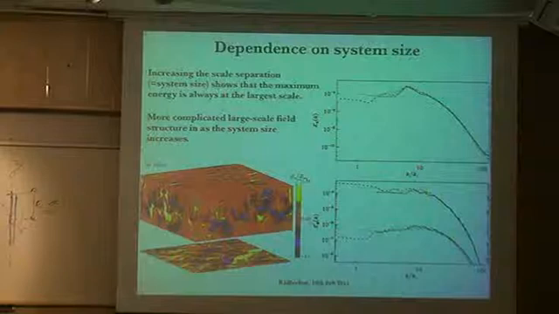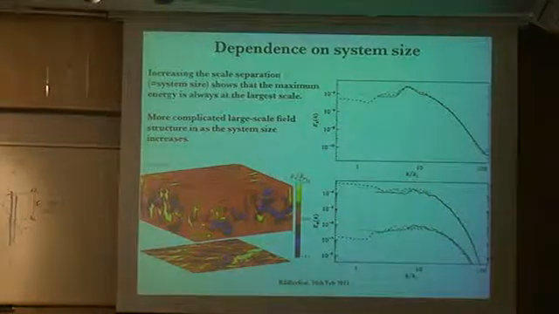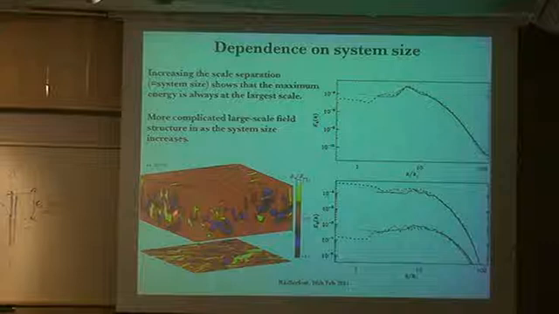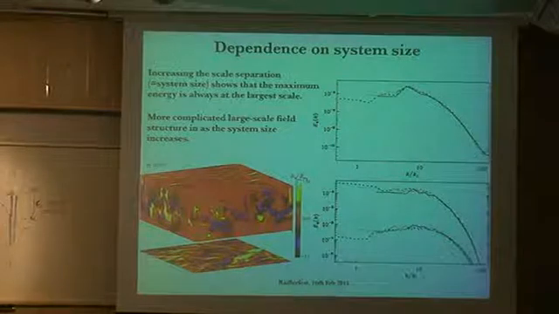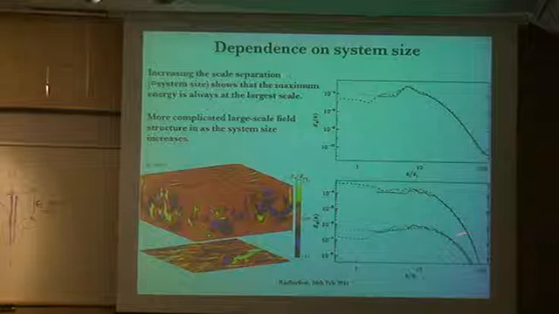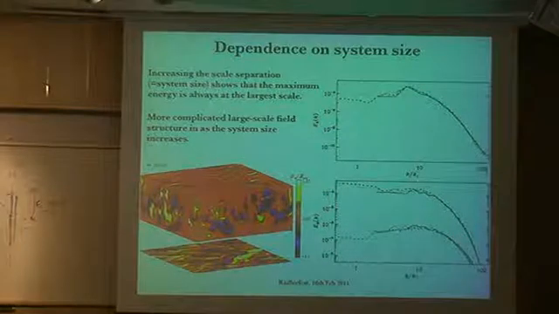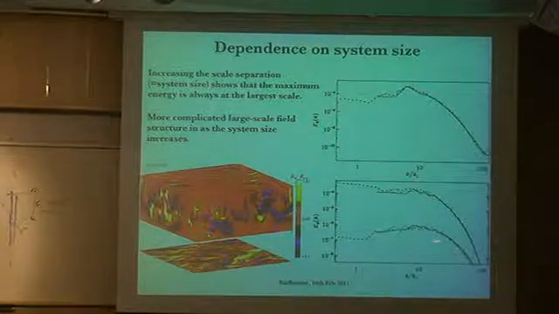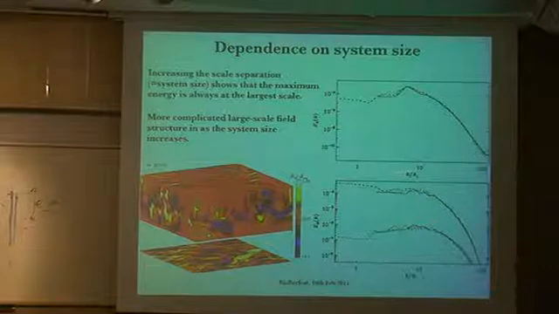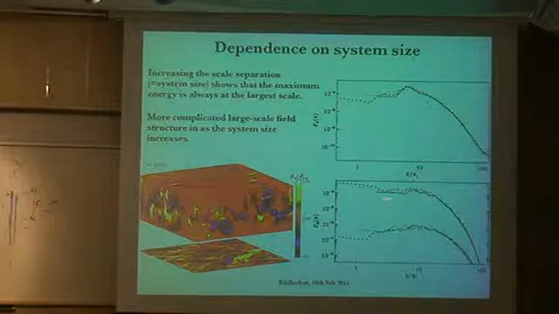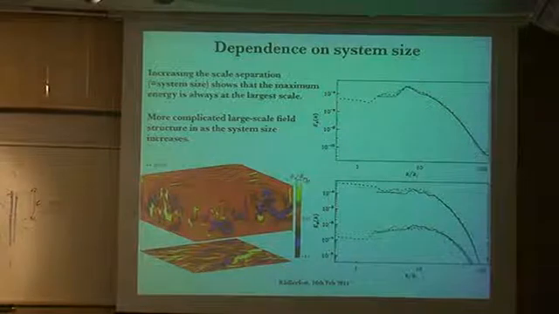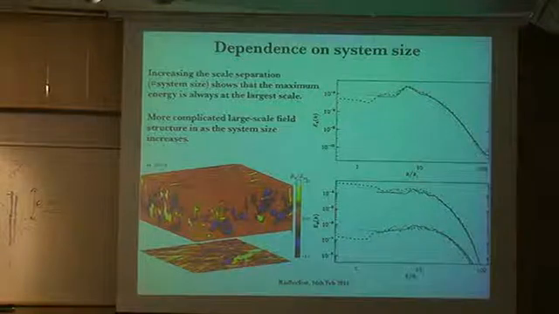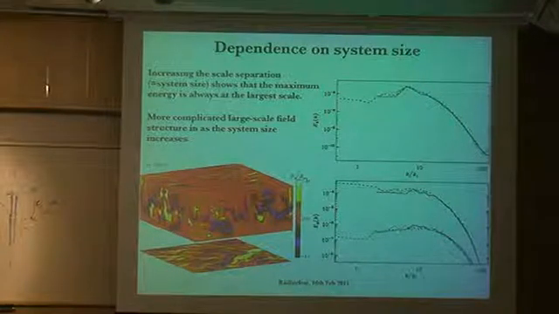And what happens when we increase the system size? The spatial structure of the magnetic field becomes more complicated. But if we look at the spectra, this is the spectra from the kinematic stage when the field is weak. And we see that there is a peak at some intermediate scales, which is close to the peak of the velocity spectra. But when we go to the saturated regime, the magnetic field energy peaks at the largest possible scale. So this, to our minds at least, is a manifestation of an alpha squared dynamo driven by convection.